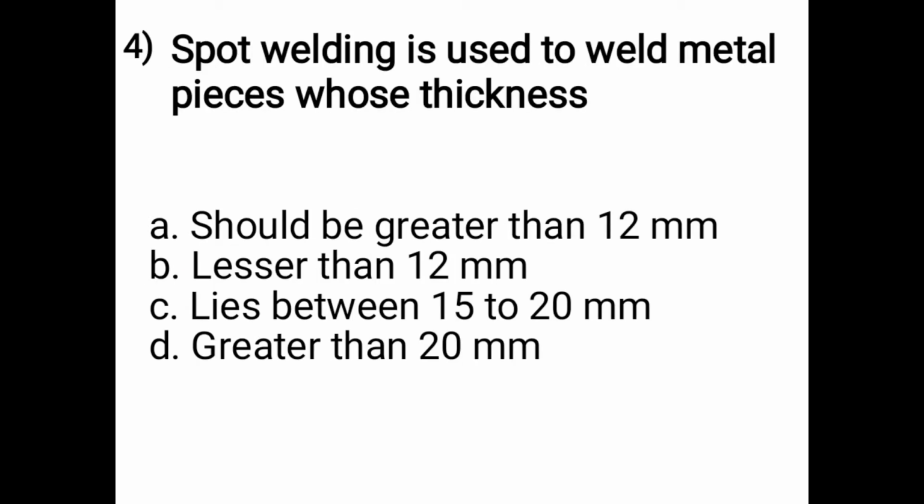Then the next question is: spot welding is used to weld metal pieces whose thickness. Options: A, should be greater than 12 millimeter; B, lesser than 12 millimeter; C, lies between 15 to 20 millimeter; D, greater than 20 millimeter. So the correct answer is option B, lesser than 12 millimeter. So spot welding is used to weld metal pieces whose thickness is lesser than 12 millimeter. Spot welding, this is an important question.